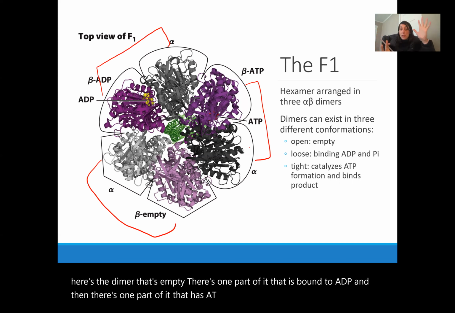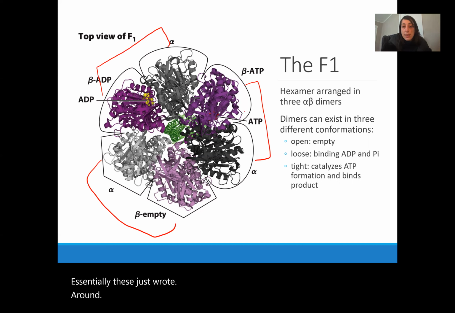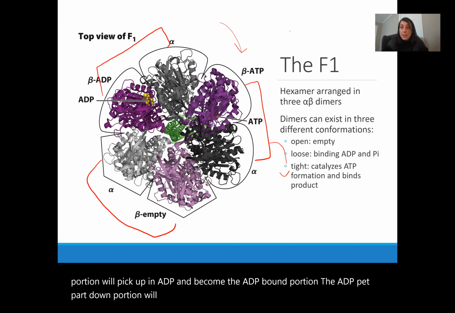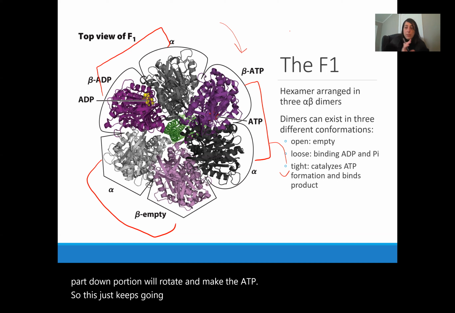And essentially these just rotate around. So the ATP will be released and this portion will become empty. The empty portion will pick up an ADP and become the ADP bound portion. The ADP bound portion will rotate and make the ATP. So this just keeps going around and each of those sections go through the different phases.